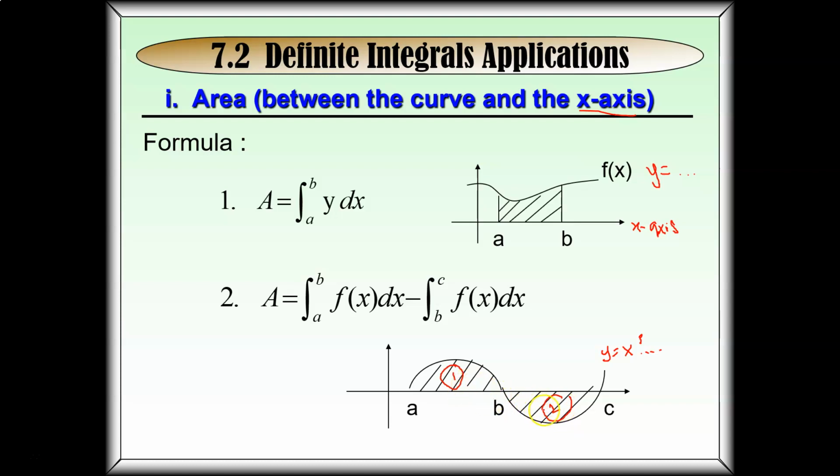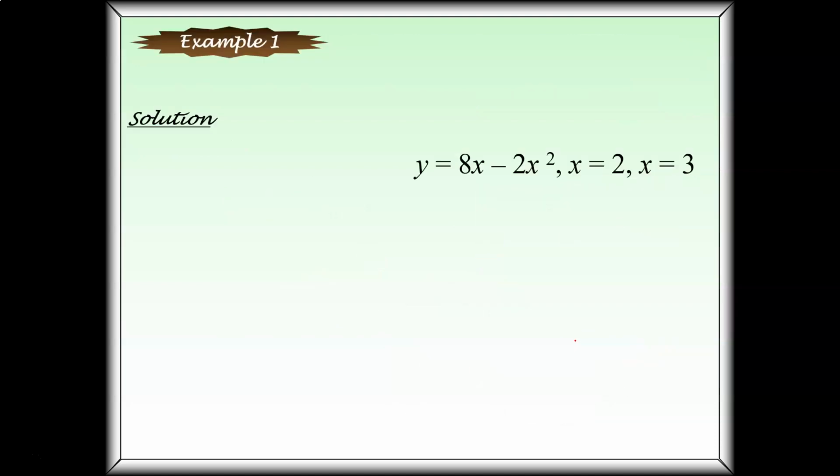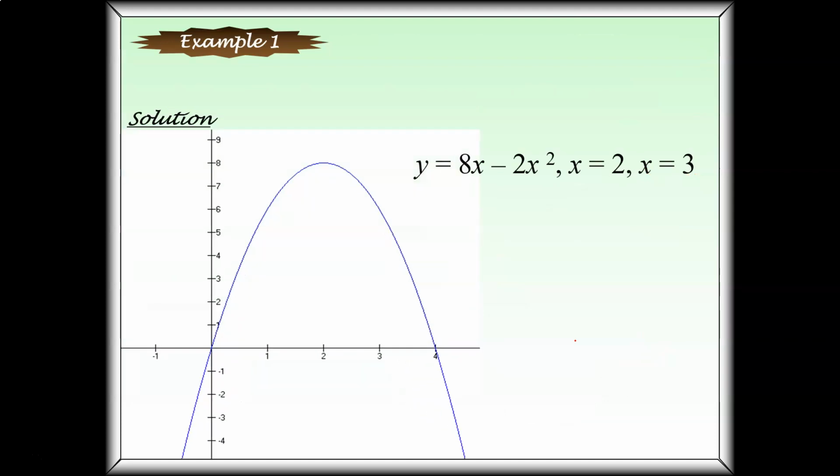So you have two parts here. This is for the first part, and this is for the second part. For the first, you start the integration from a to b of f(x), where f(x) means you substitute the value of the curve. And then minus the integration from b to c of f(x). Like that. Okay. Then let's see the example.